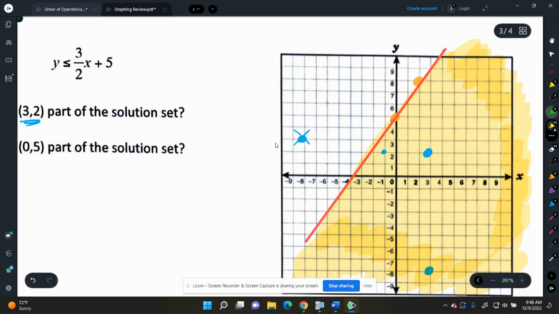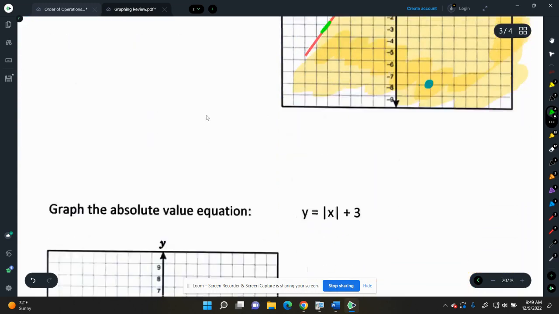Okay, Michael, how about the point 0, 5? Is that a solution? Why not? Because it's what? Cam? Yes, because it's equal to also. Yes, it is a solution. It's on the line, and since this includes the points on the line, it's a solution. If this was a dotted line, D'Angelo, would it be a solution? No, it wouldn't be because it's not equal to. Right. Good. Excellent.